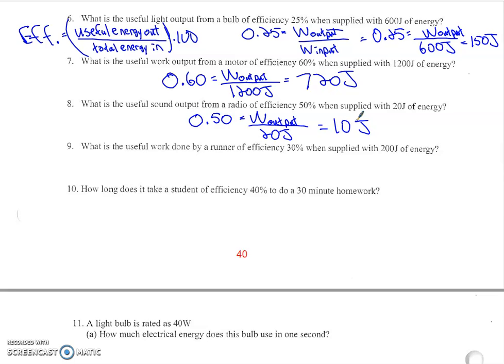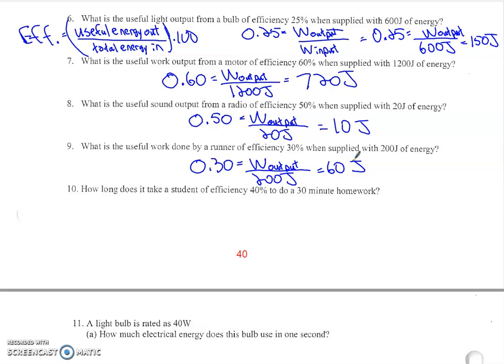Number 9 is asking us the same kind of thing. It's asking us for the output. So this person, it gives us that 30%. So change that to 0.30. We have work output divided by that 200 joules, because that is the total amount of energy supplied. And what you end up getting is 60 joules.